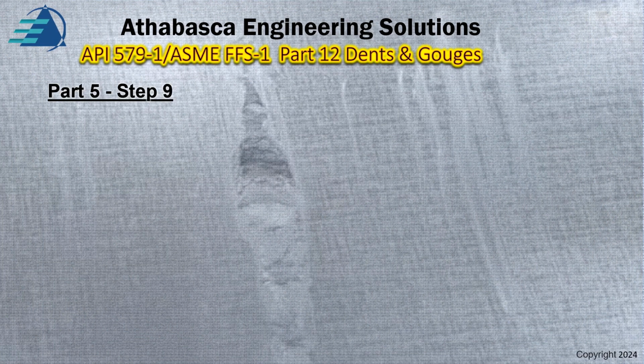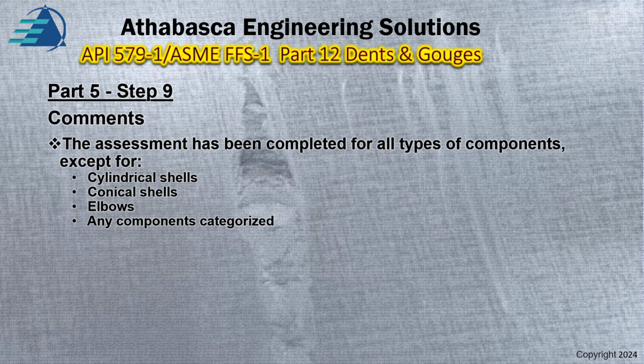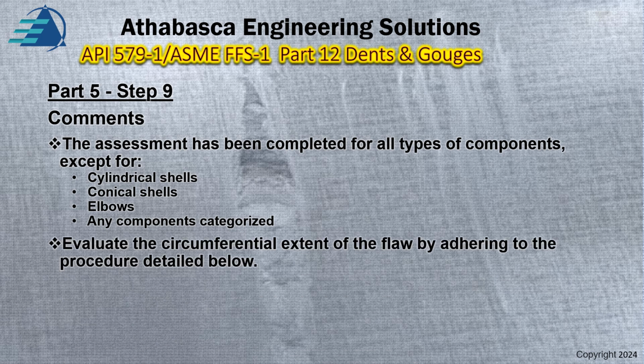In the later versions, they added a step, or additions. They added step 9, and they really wanted to classify the different kinds of components. They went to a great deal of detail into that. So for cylindrical shells, conical shells, elbows, any components categorized in this area, we need to evaluate the circumferential extent of the flaw by adhering to the procedure shown below. So I'll just go until we stop at our example, and I'll just highlight it because we're approaching 30 minutes, so it's a long video.